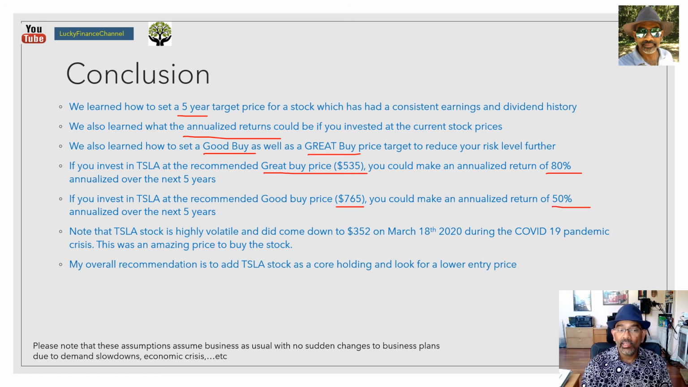Now, keep in mind, Tesla stock is not for the faint of heart, and it's highly volatile. In fact, it had come all the way down to 352 on March 18th, and it bounced back over 800 within 5 or 6 weeks. So this is a volatile stock. My overall recommendation is to add Tesla as a core holding and look for a lower entry point.